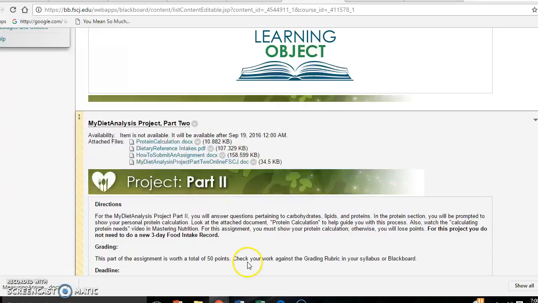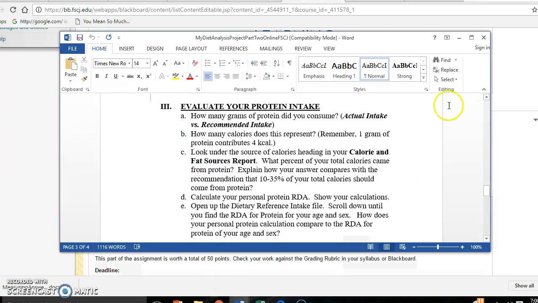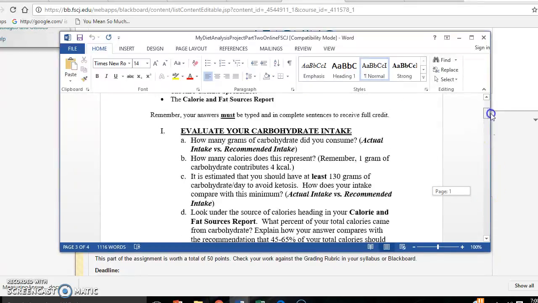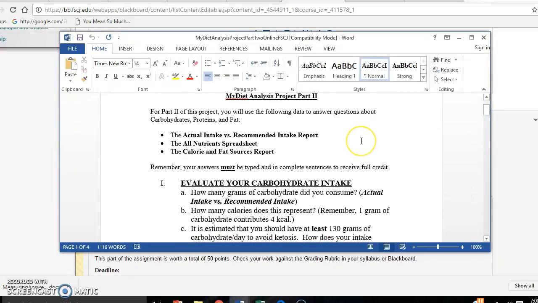Once you open up the My Diet Analysis Project Part 2 document, you will see that the reports you will be using for this project are the actual intake versus the recommended intake report, the all-nutrient spreadsheet report, and the calorie and fat sources report.